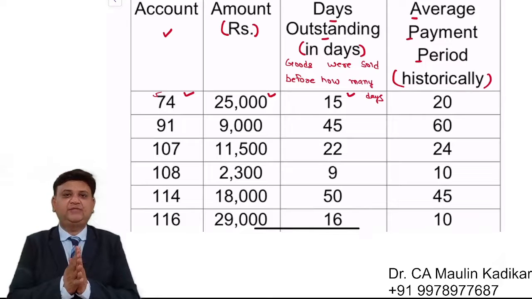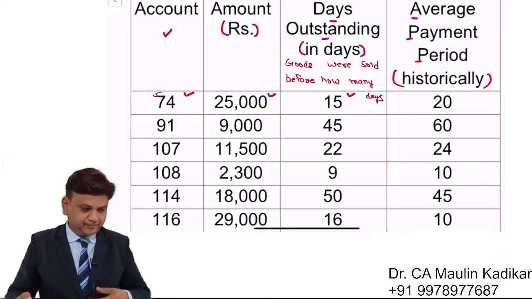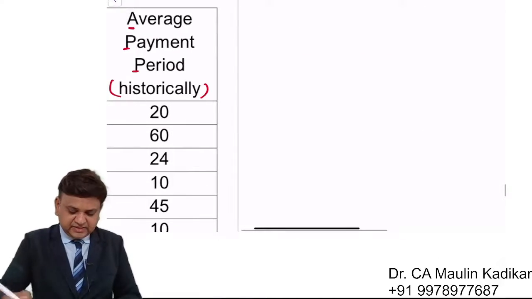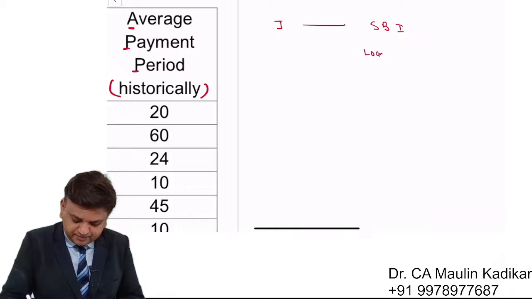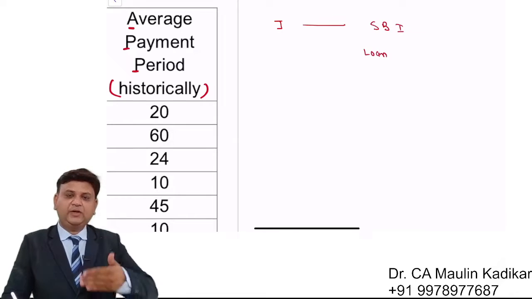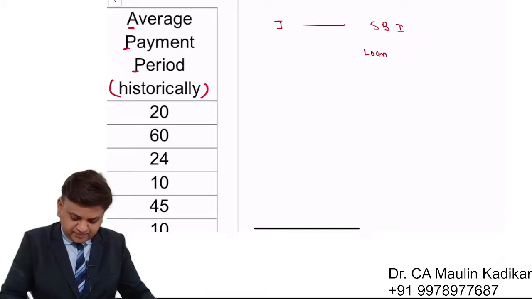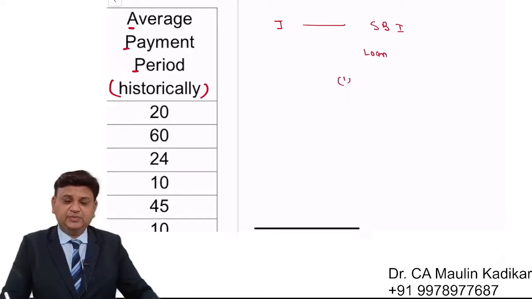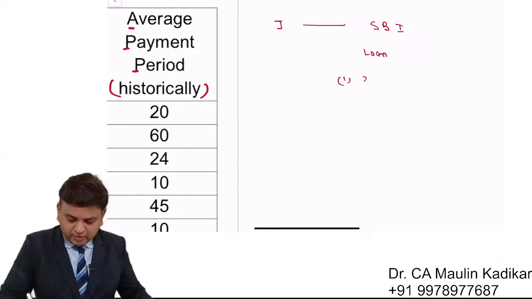Let us have understanding of the question. The question says something like this. Let us say that there is a company called J Limited. It has approached State Bank of India asking for loan. State Bank of India asked a few questions to J Limited. First, what are the terms and conditions based on which you sell goods? J Limited replied, 2 by 10 net 30.